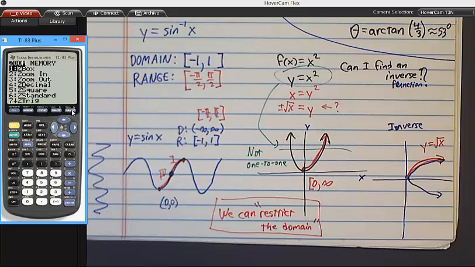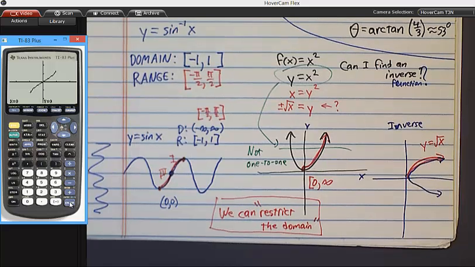I don't know how this will do. Let me try just graphing it. That's kind of boring. Let me zoom in a little bit. There it is. It's kind of a strange looking graph, but I guess I should have expected that. What's the domain of the graph?